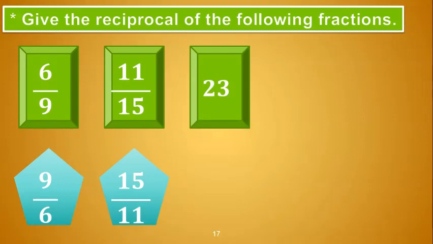Do something. Do magic. But on the right track. So the reciprocal of whole number 23 is 1/23. Remember, all whole numbers have denominator 1. So if you flip that, it is 1/23.